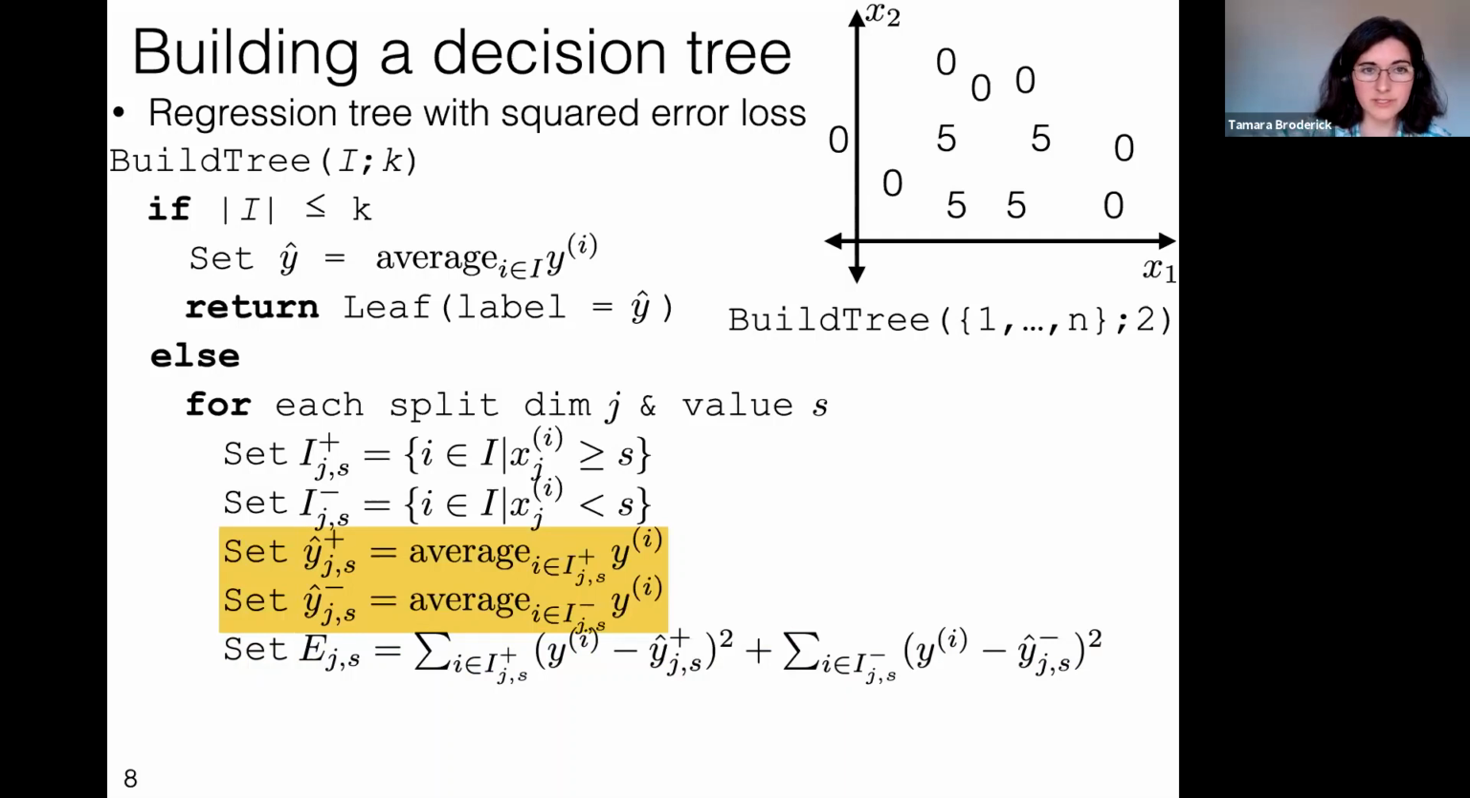So this is much like what we saw in the part above. Now what we're going to do is, over I plus, we're going to predict the average of the training data in I plus, and over I minus, we're going to predict the average of the training data in I minus. Okay, so that means if we have a split dimension j and we have a value s, then we know how to get the best predictions.